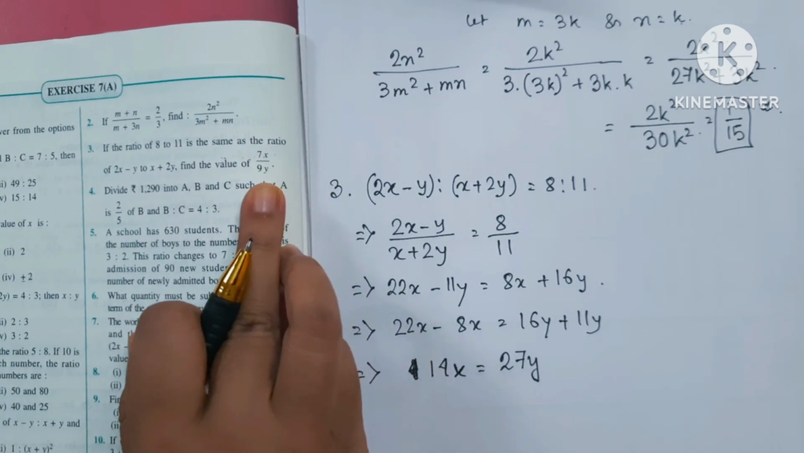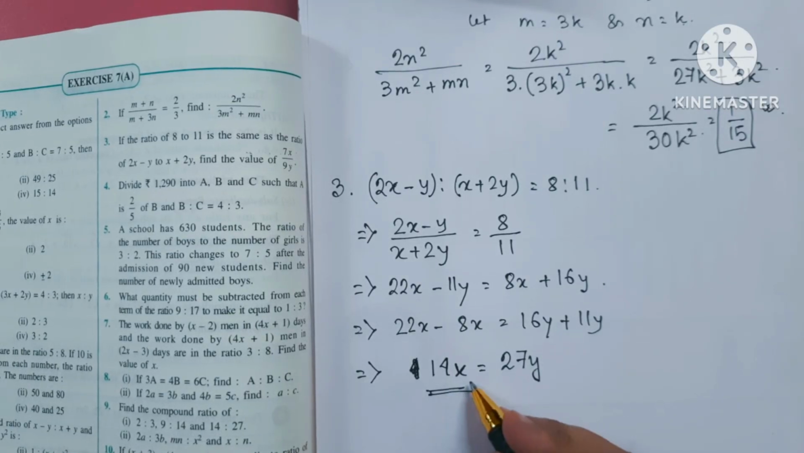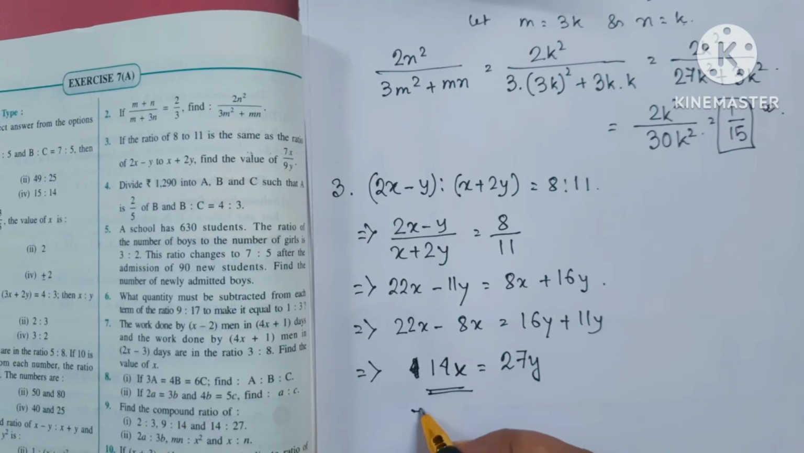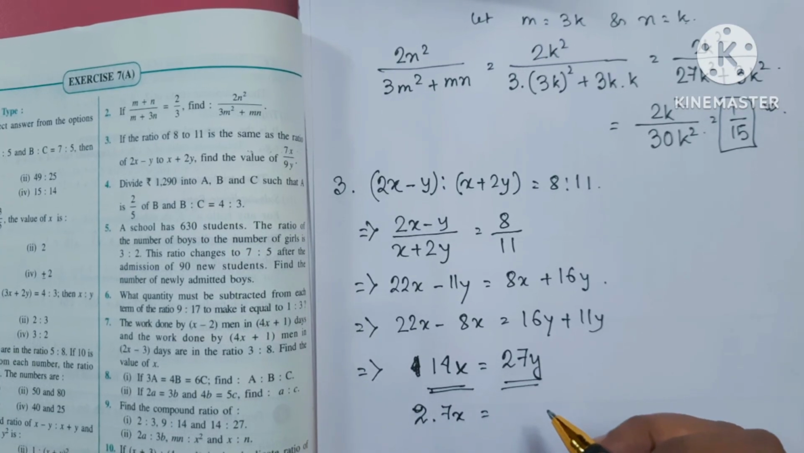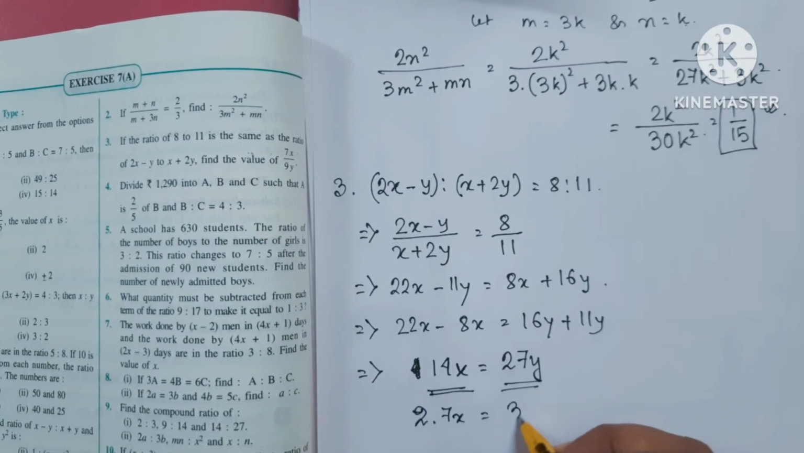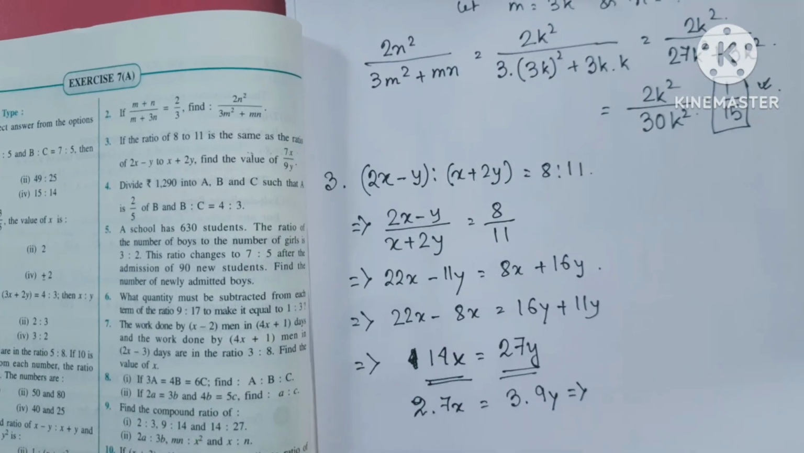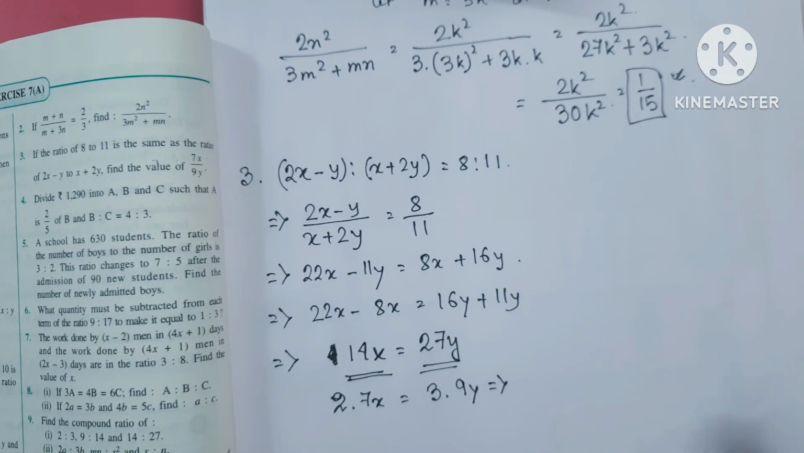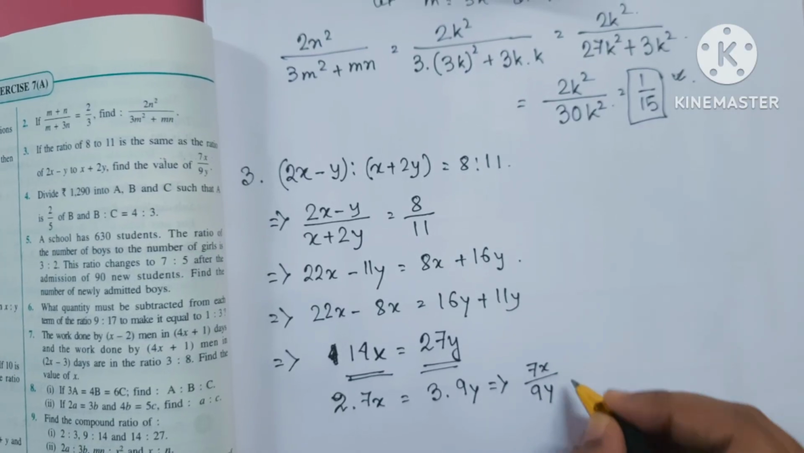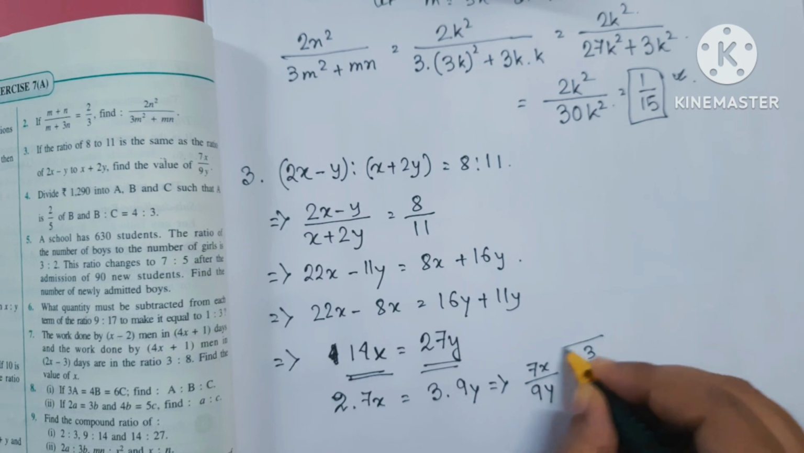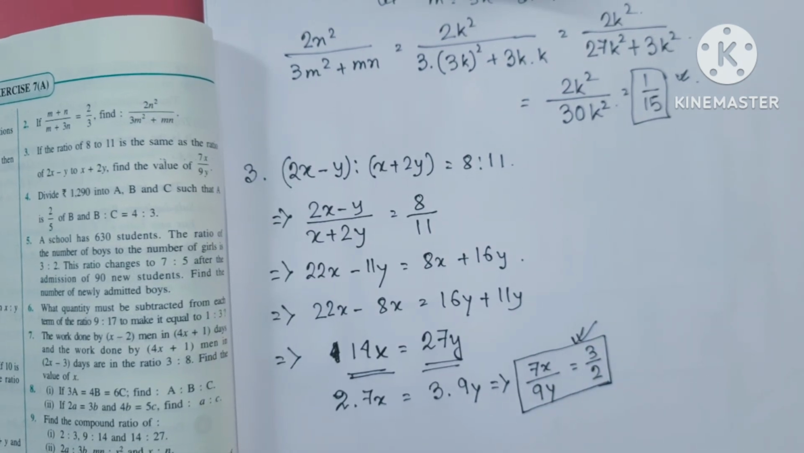Now see the question. Find the value of 7x by 9y. So you can write 14x as 2 into 7x, and you can write 27y as 3 into 9y, right? So from here you can write 7x by 9y is equal to 3 by 2. So that will be the value. That will be the desired value.